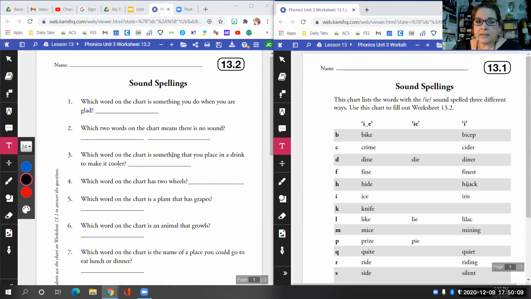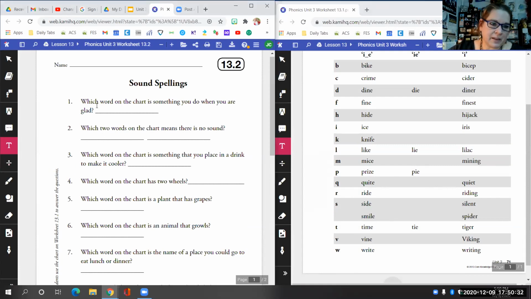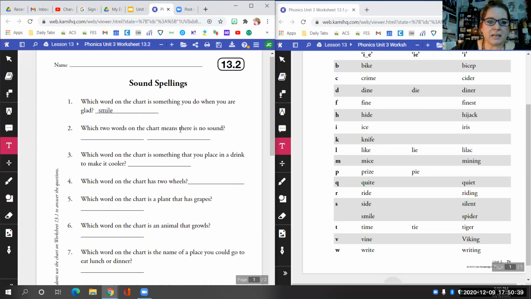So let's look at number 1 together. Which word on the chart is something you do when you're glad? You guys see anything that it could be? When you're glad or you're happy, what do you do? Yeah, you smile. You smile. Let's put that word here. There we go.